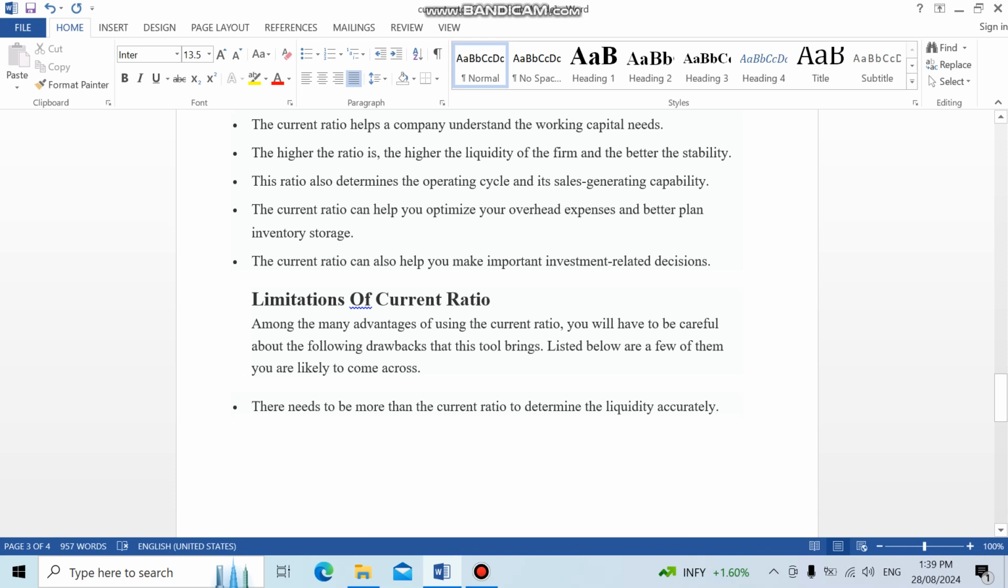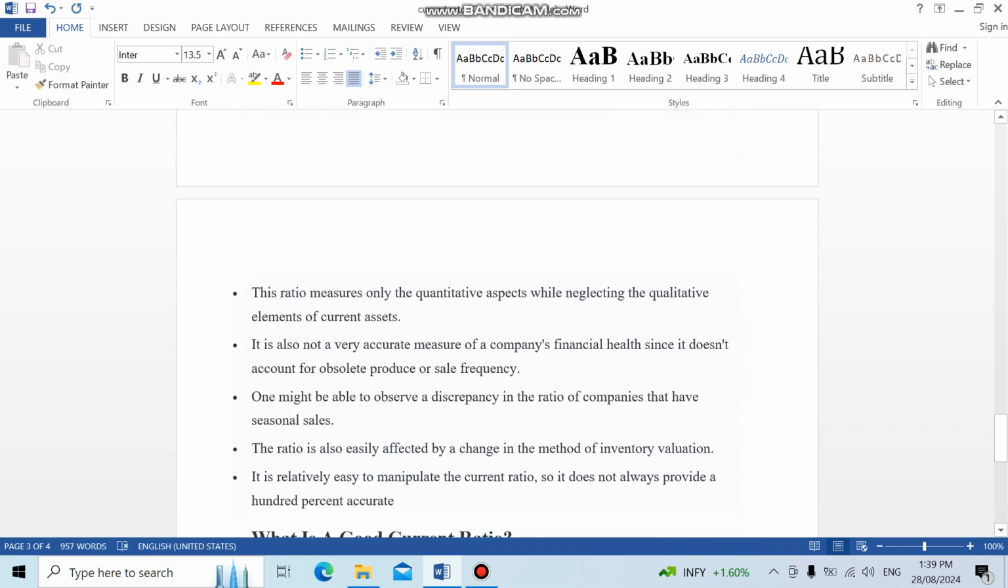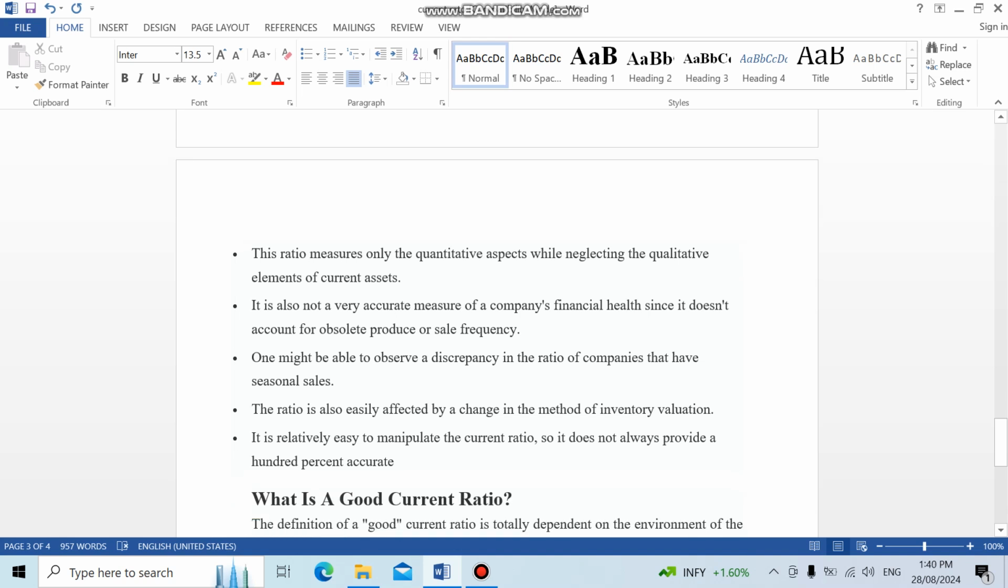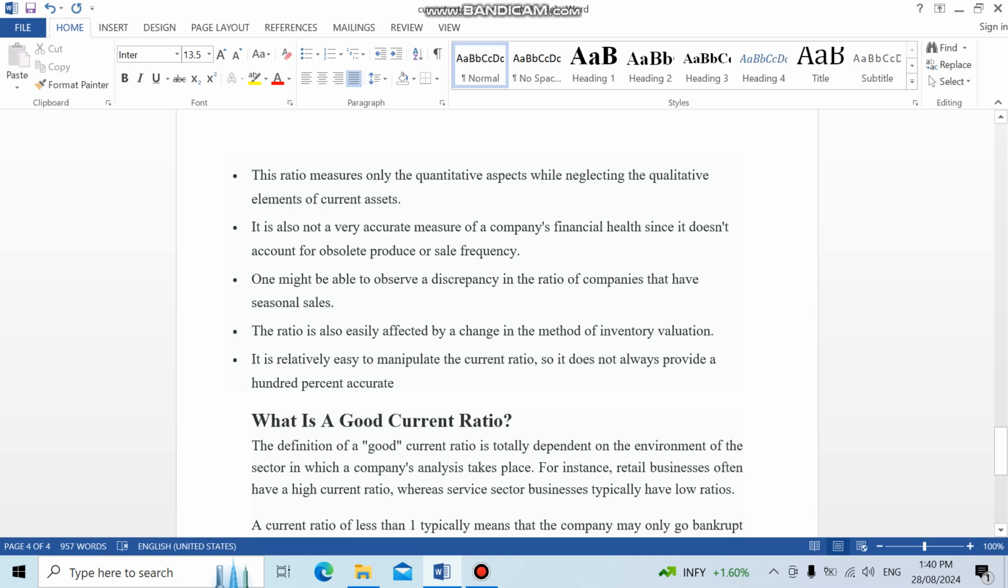Now, what are the limitations of current ratio? Among the many advantages of using the current ratio, you will have to be careful about the following drawbacks, right? A few of them are, there needs to be more than the current ratio to determine liquidity accurately. The ratio measures only the quantitative aspect while neglecting the qualitative elements of the current assets, right? Like the inventory, the quality, that is neglected.